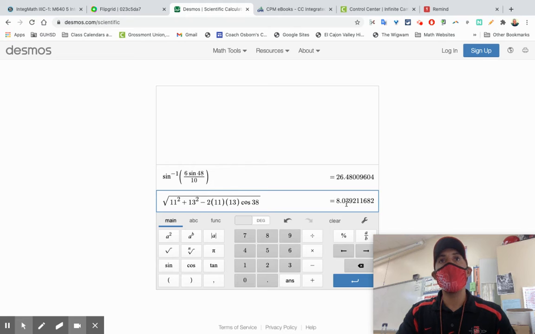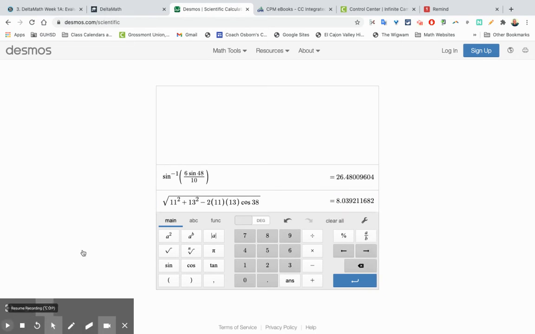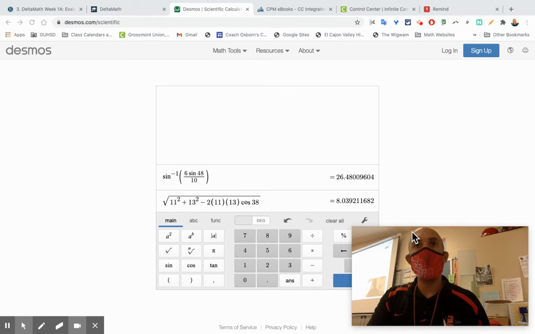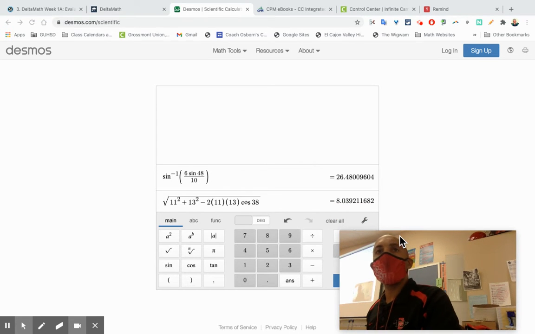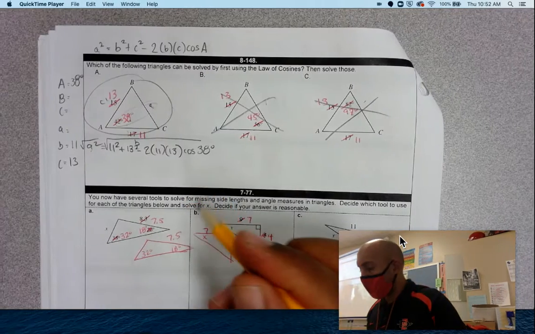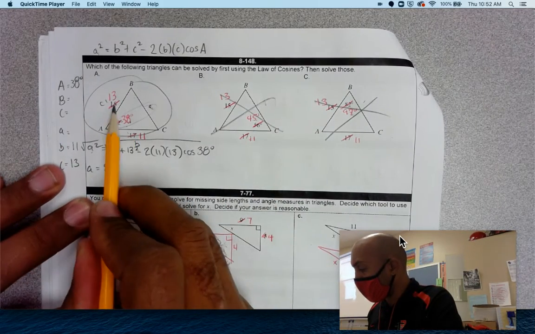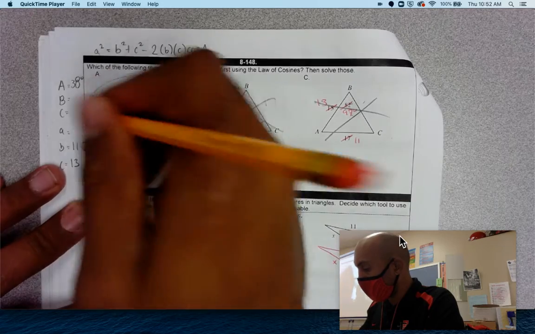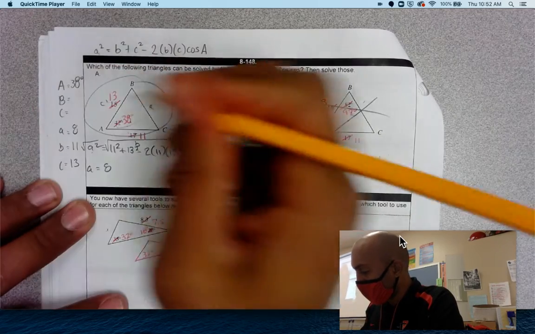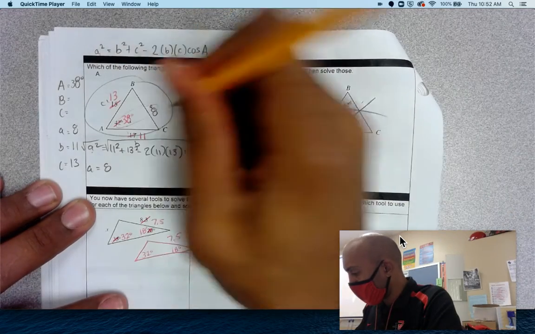There it is. Okay, so we typed it in. I had to pause for a moment. Okay, so we got 8.0, because we round that to the nearest tenth, which is 8.0. Okay, so A equals 8. And there's no units, so I'm just going to put 8 for A. So let's fill that in right there.